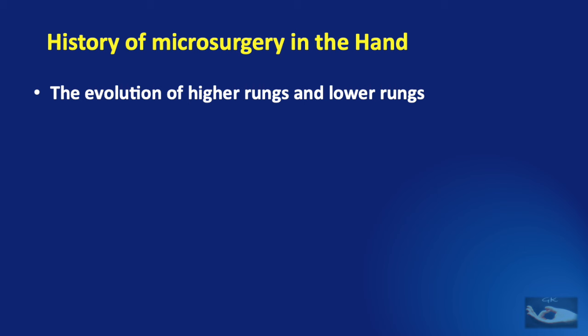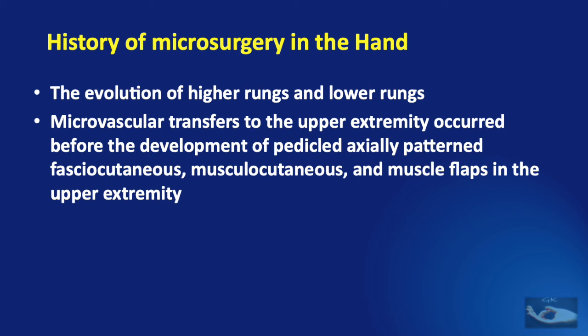It is interesting to note that the evolution of the higher rungs of the reconstructive ladder in the upper extremity had progressed ahead of the development of the lower rungs. In other words, microvascular transfers to the upper extremity occurred before the development of pedicled, axially patterned fasciocutaneous, musculocutaneous and muscle flaps in the upper extremity.